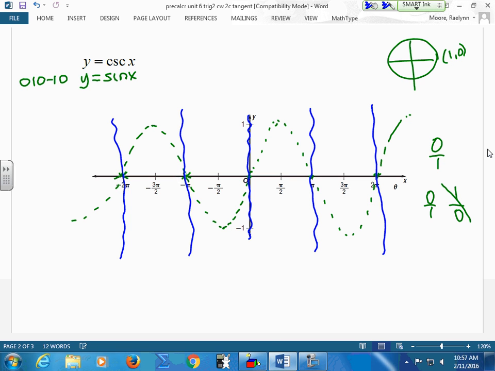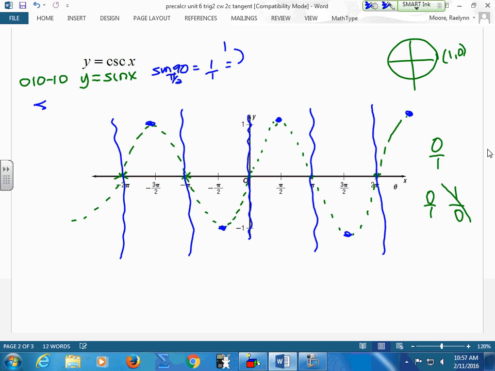So if I had the sine of 90, which is the sine of pi over 2, which is 1, and I take its reciprocal, what is the reciprocal of 1? 1. Its reciprocal is also 1. So at 90, my reciprocal is also 1. So all my 90s and my negatives, all my 1s, they will be the same reciprocal.